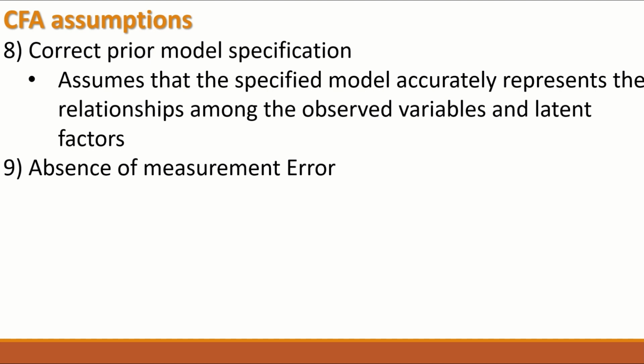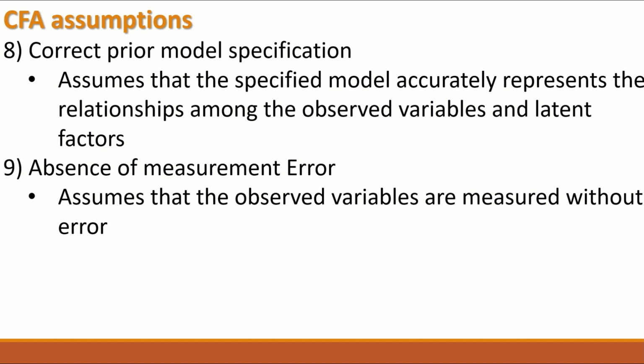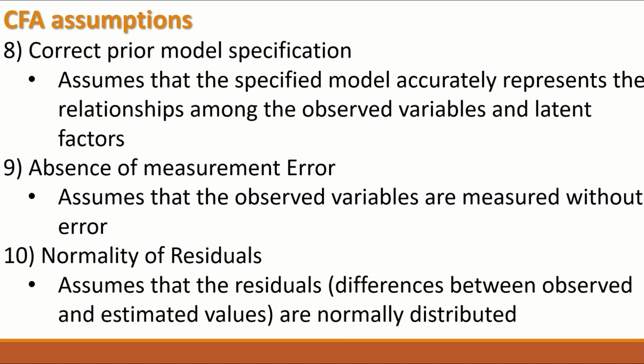The ninth assumption is the absence of measurement error. The assumption states that the observed variables are measured without error. The 10th assumption is the normality of residuals, which assumes the residuals, which are the differences between observed and estimated values, are normally distributed. And the 11th assumption is the data must come from a random sample.